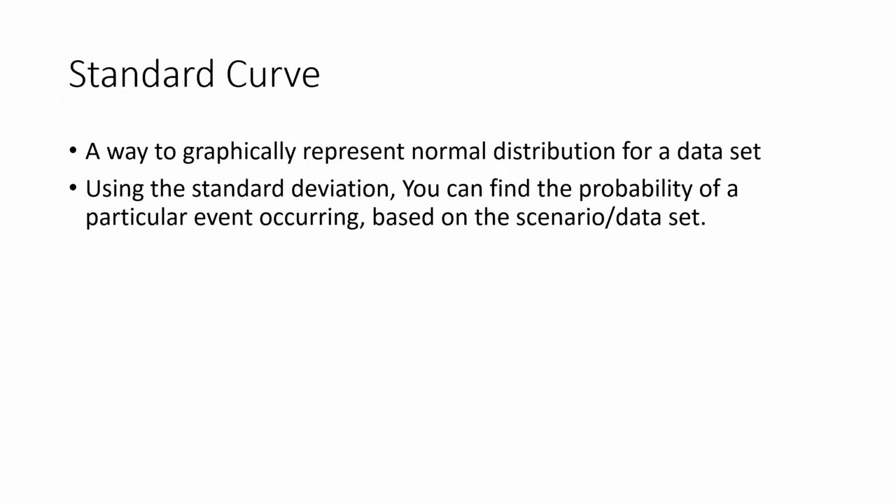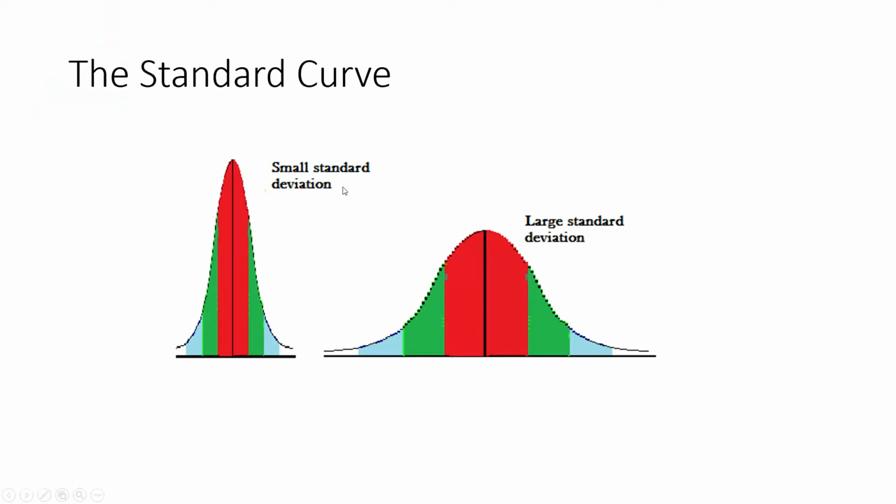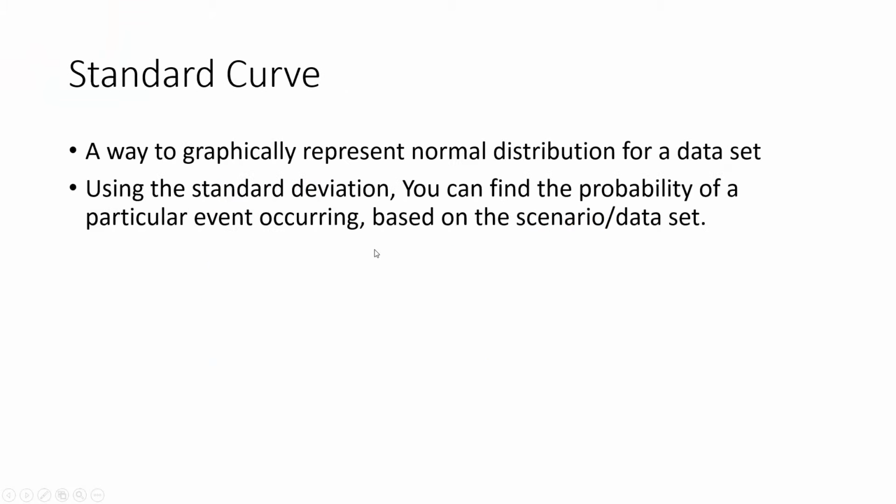So going back to our previous curve, if we're looking at the right side of the red curve for both the small and large standard deviation, the area, which can be interpreted as the probability of the event occurring at one standard deviation, is the same. And of course, this is based on scenario. There are many different scenarios in which this will help you, and in many different data sets.